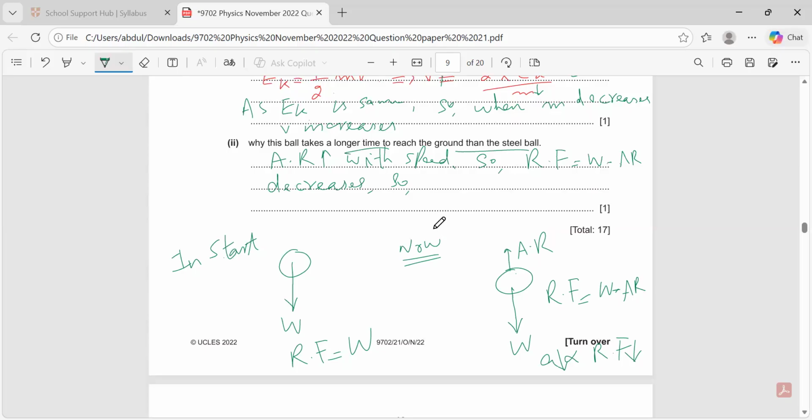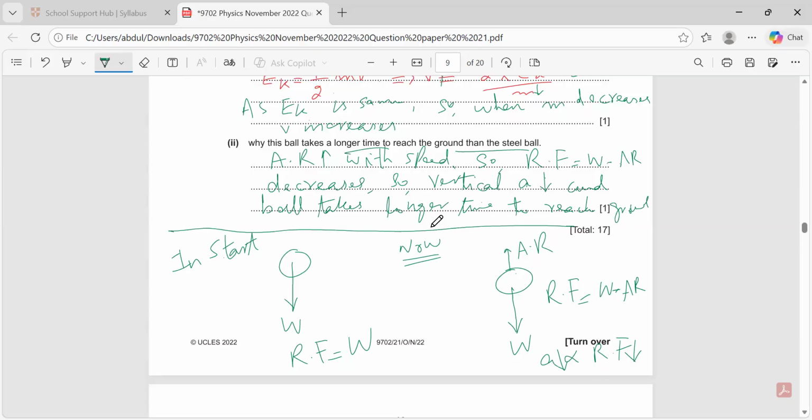So, vertical acceleration, or simply acceleration, you can say. So vertical acceleration decreases and the ball takes longer time to reach the ground. Then that you can write from the question, to reach the ground, my dear sons. Please, any one of you having any query here?